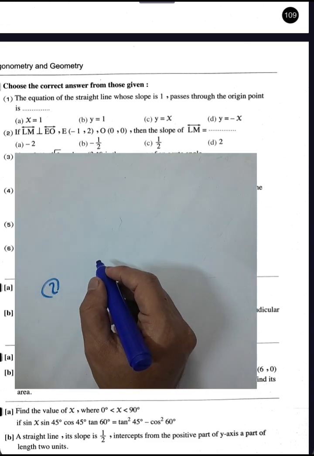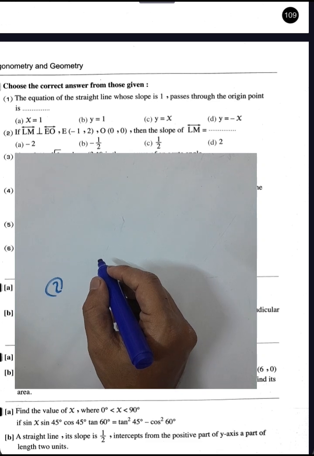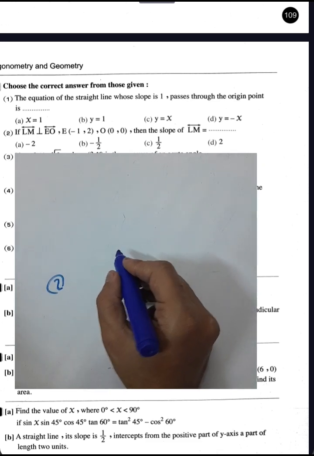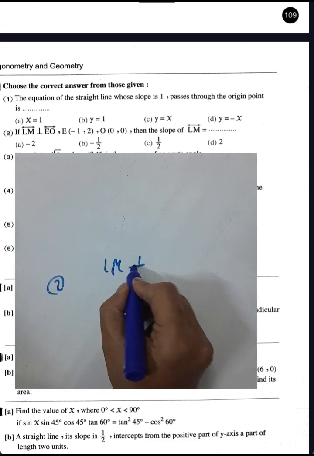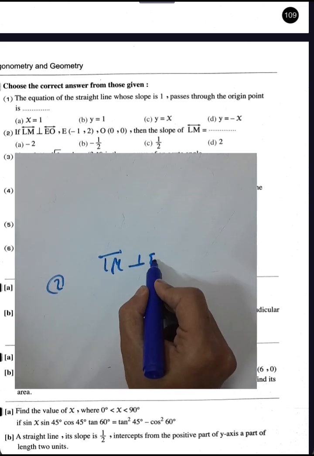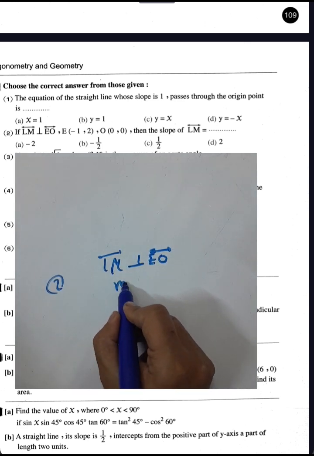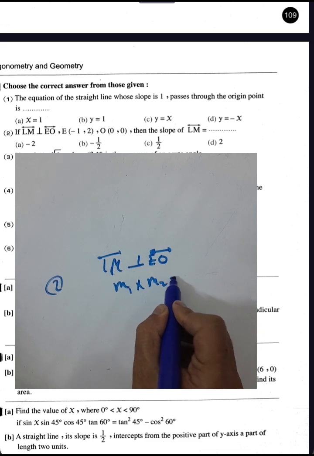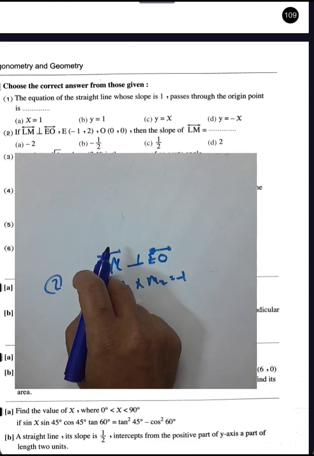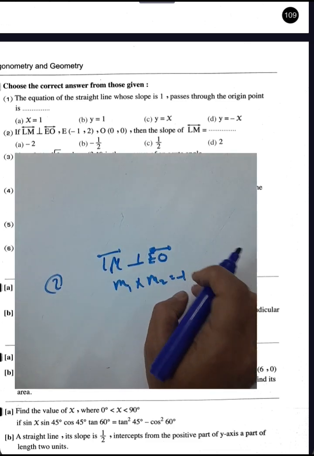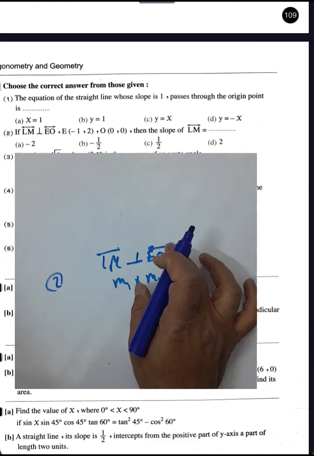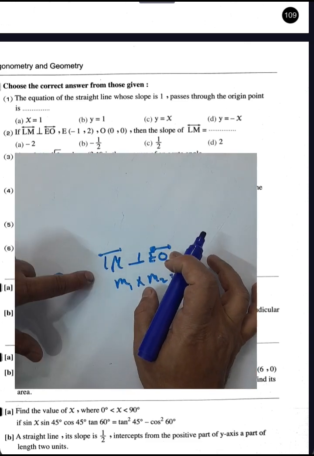We have E and O, and they are perpendicular. LM is perpendicular to EO, meaning slope 1 times slope 2 equals negative 1. The slope of LM times the slope of EO equals negative 1. We want to find the slope of LM, m1.